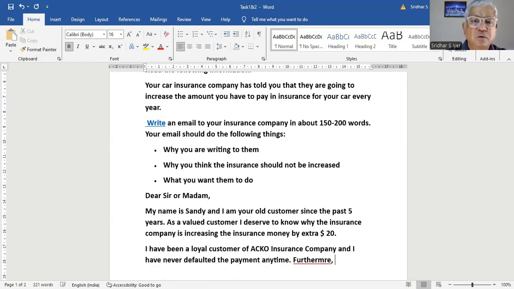Furthermore, why you're writing to them? So you've already written to them saying why they are increasing the insurance EMI payment. Okay, let's change it to insurance EMI, extra $20. Okay. Furthermore, I have never claimed any insurance so far, and I should not be charged this amount.